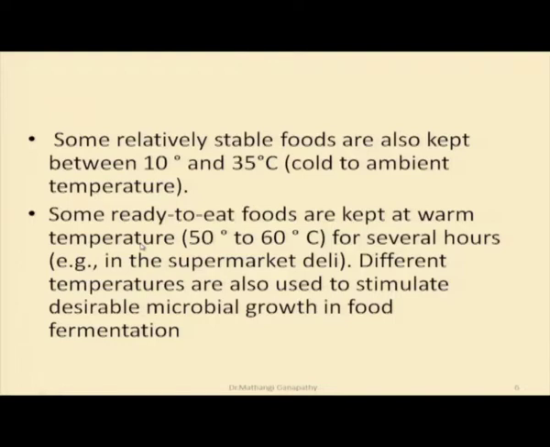For long term storage, the food can be kept at 5 degrees or minus 20 degrees centigrade or below freezing. In all these conditions, the microbes will have either less activity or absolutely no activity, as a result of which the food will get preserved. Some relatively stable foods are also kept between 10 degrees and 35 degrees, which we call cold to ambient temperature. And some ready to eat foods are kept at warm temperature, meaning 50 to 60 degrees centigrade for several hours, for example, in the supermarket deli.